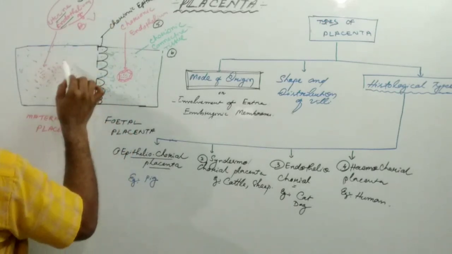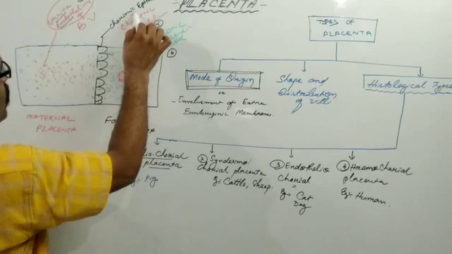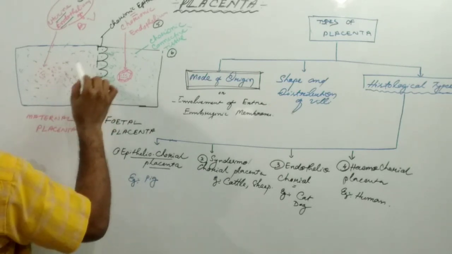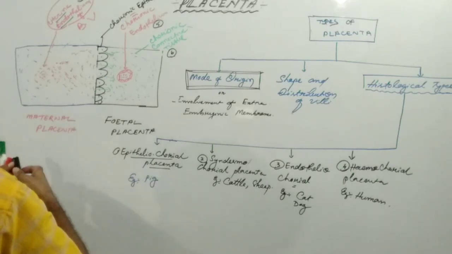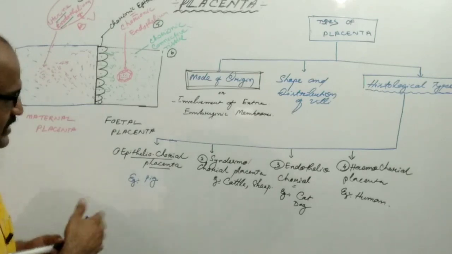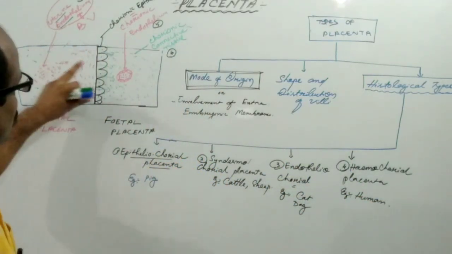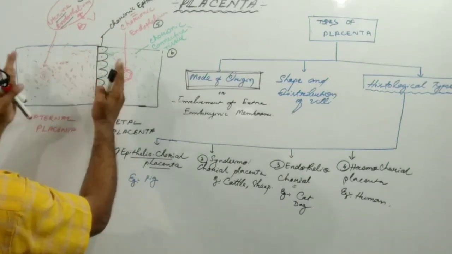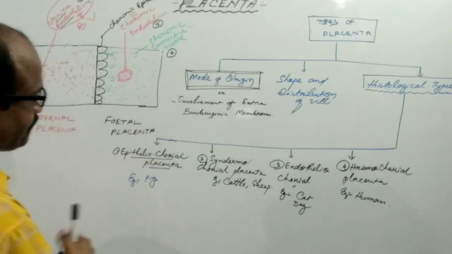That's why the blood directly comes in contact with the epithelium of the chorion. So directly the blood of the mother comes in contact with the chorionic epithelium, and this type of placenta is known as the hemochorial placenta. Hemo means blood, chorial means chorion. So the chorion directly comes in contact with the blood. That's why it is known as the hemochorial placenta.